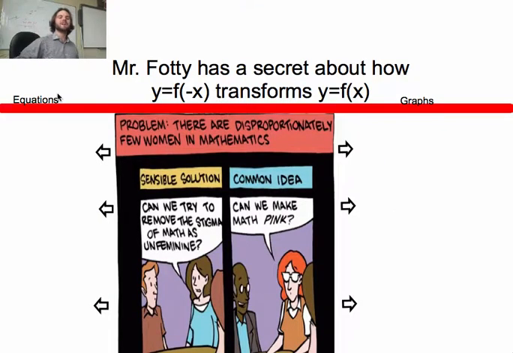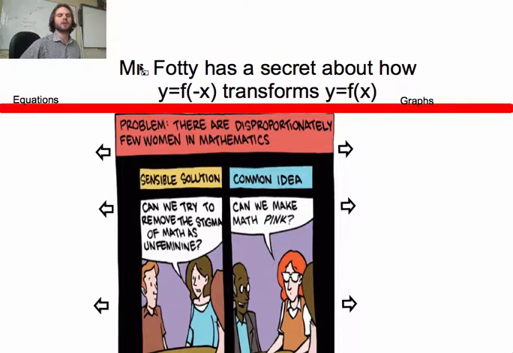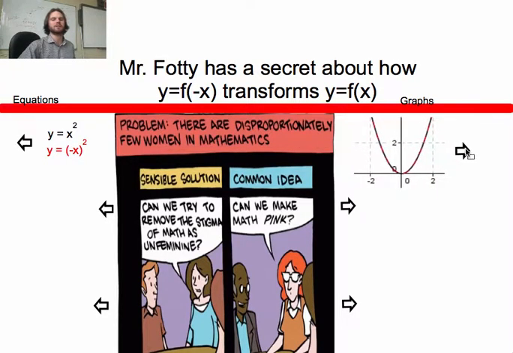So now I have a second secret here, okay? And this one is about the same thing, except instead of replacing y with negative y, we're replacing x with negative x. And this is what happens. So right there, we have x squared, and we replace x with negative x. And this is what I get for our graph. It looks like this.